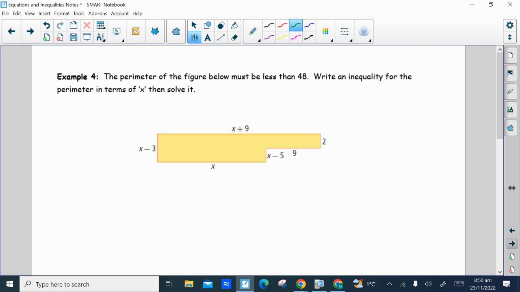Example 4 says the perimeter of the figure below must be less than 48. So you have to remember that the perimeter is the distance around. You add up all the sides. So x plus 9, if I start with that and work my way around clockwise, the next side is 2, the next side is 9, the next side is x minus 5, the very bottom is x, and that left side is x minus 3. And that has to be less than 48.